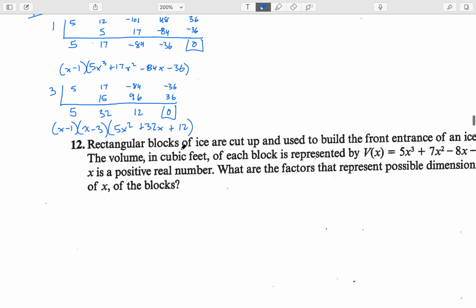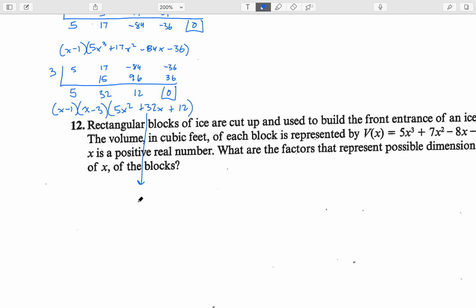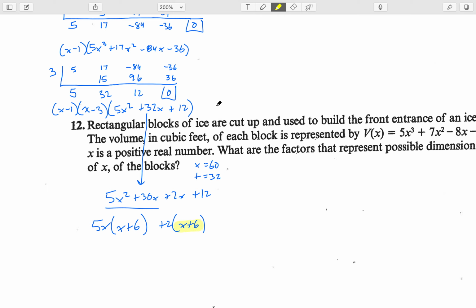Okay, now this one, once again, I can break down by finding two numbers that multiply to equal 60 and add up to 32. Wouldn't that be 30 and 2? 5x squared plus 30x plus 2x, and then plus 12. Whew. I can divide out 5x: 5x, bracket, x plus 6. Here I can divide out 2: 2, bracket, x plus 6. Okay, so one of my factors is x plus 6. There it is. And the other factor is going to be 5x plus 2.